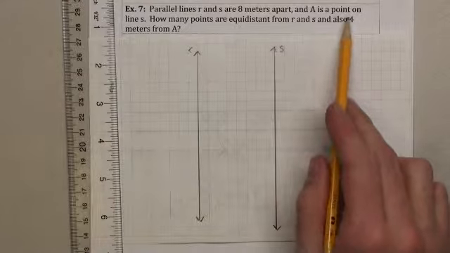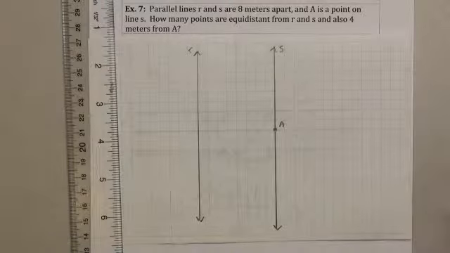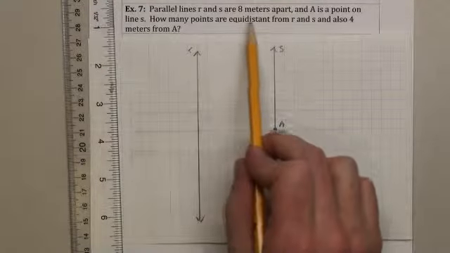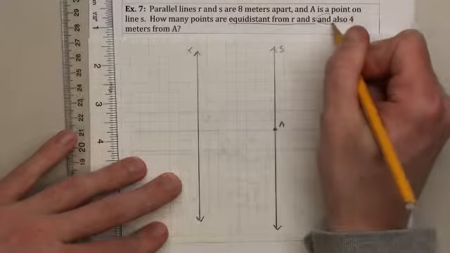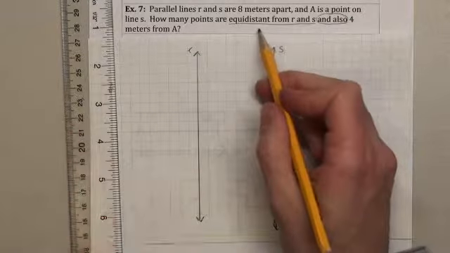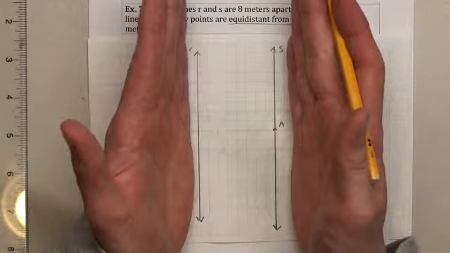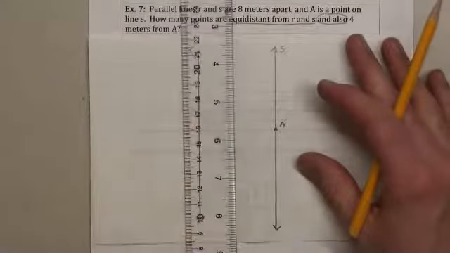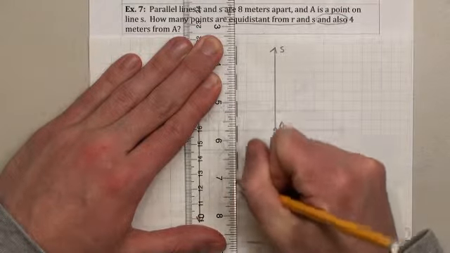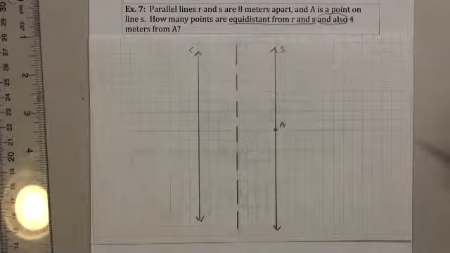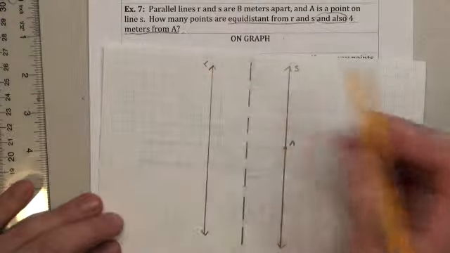Okay, and A is a point on S, so I can put A anywhere I want. I'm just going to put it near the middle. That usually makes it easier. How many points are equidistant from R and S, and also, so the first one is equidistant from R and S. When you have 2 parallel lines, all the points that are equidistant from those lines run directly in the middle. So what we have is a locus like that.